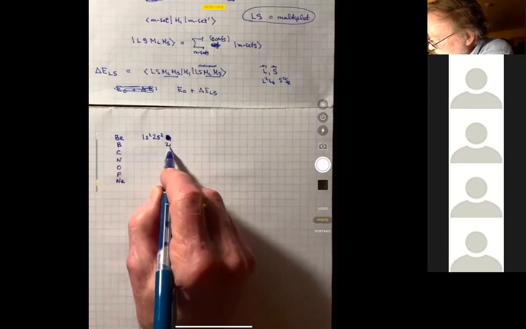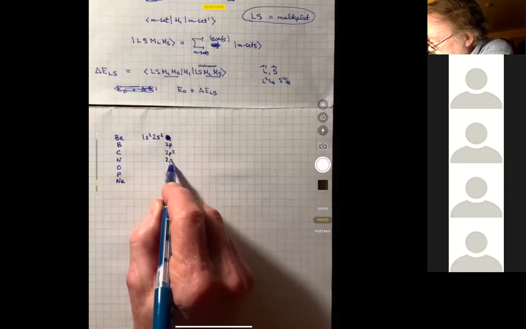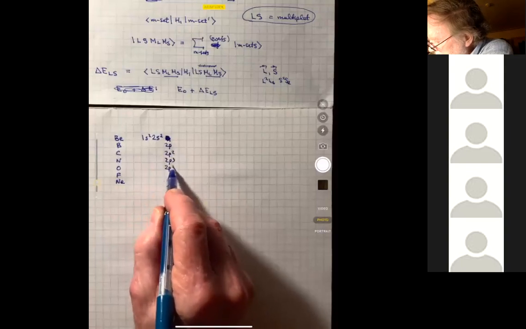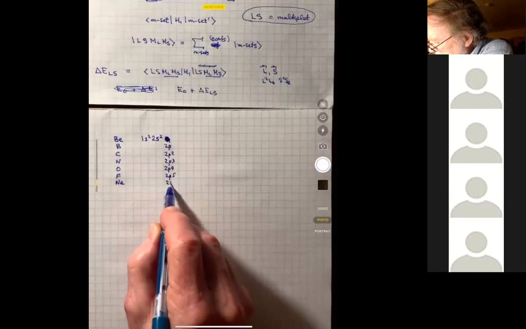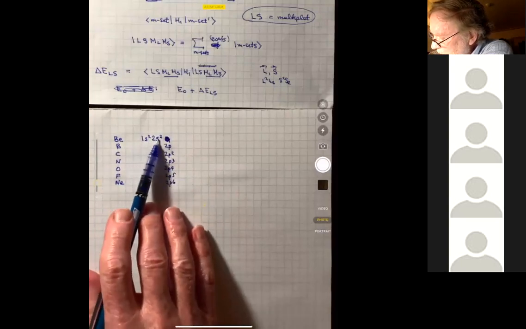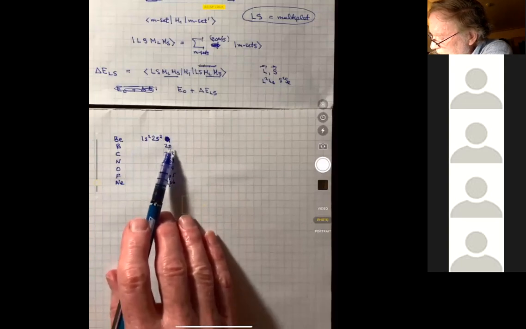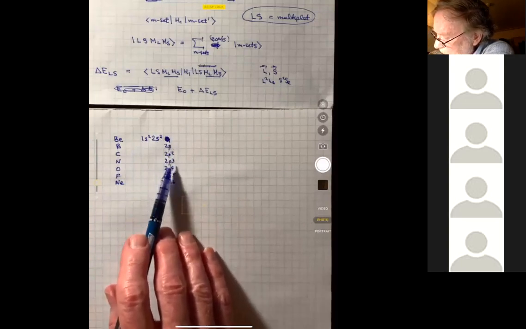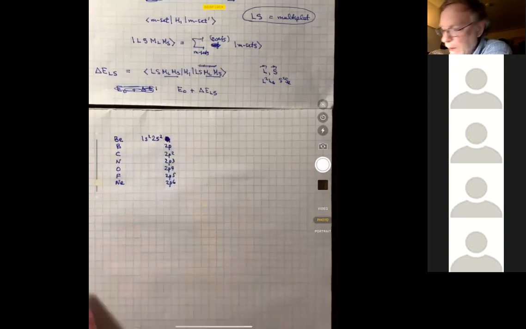Boron has one single 2p. Carbon has 2 of them. Nitrogen has 3. Oxygen has 4. Fluorine has 5. And neon has 6. So you see beryllium consists of complete subshells, and so does neon. It's a noble gas, but in between you've got incomplete subshells. The 2p has different filling factors from 0, 1, 2, 3, 4, 5, 6. That's what's going down here like this.